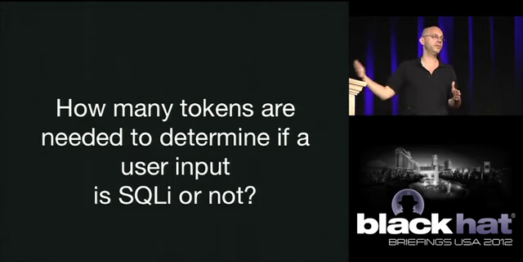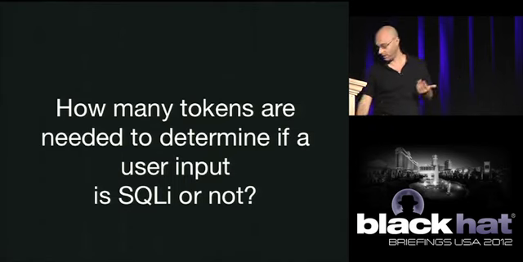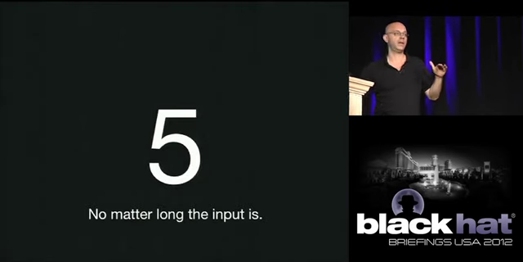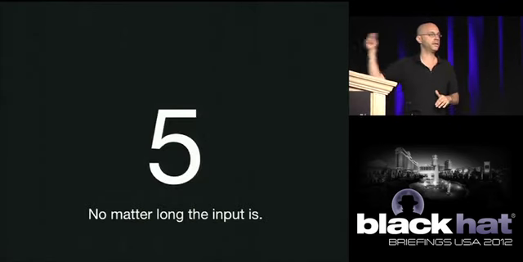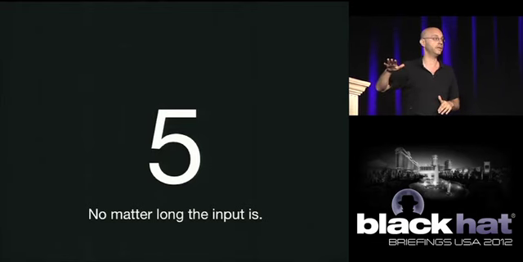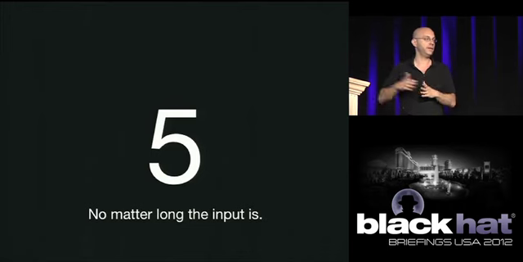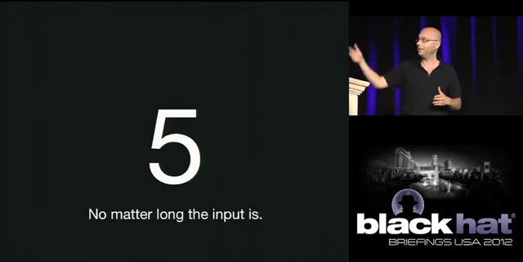How much input do I need to look at in order to see if it's benign or SQLi? And the magic answer is 5. Once the tokenizer gets 5 SQL tokens, it can distinguish between SQLi and just benign input. That's really interesting compared to a regular expression, which is going to be parsing the entire input. You have a 10 meg post input, it's going to be parsing 10 megs of data. This, as soon as it hits 5 tokens, done.